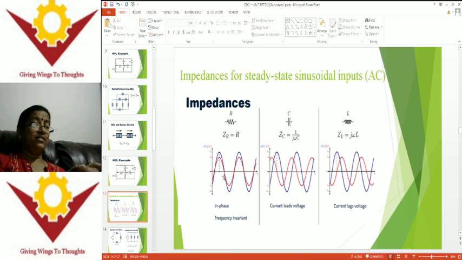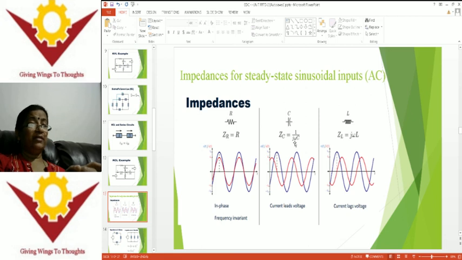In this, frequency invariance appears for both voltage and current in resistor cases, that is, in impedance cases for steady state sinusoidal inputs. Now coming to capacitor cases, the reactance of the capacitor we denote with ZC is equal to 1 over j omega C. This is the reactance of the capacitor.